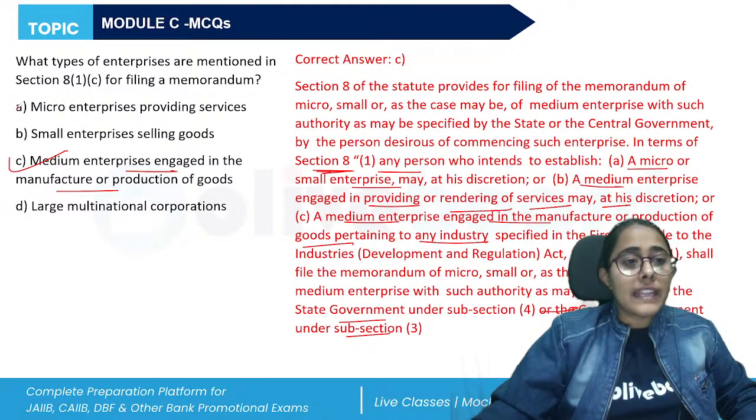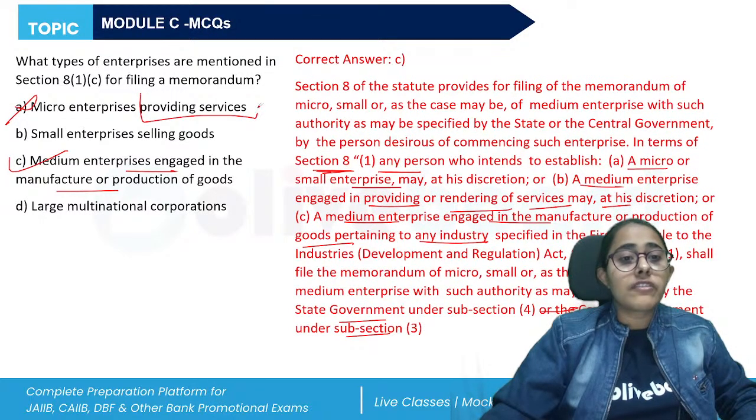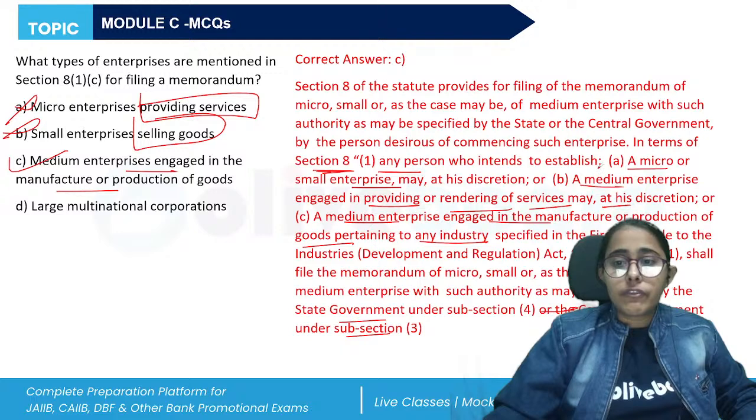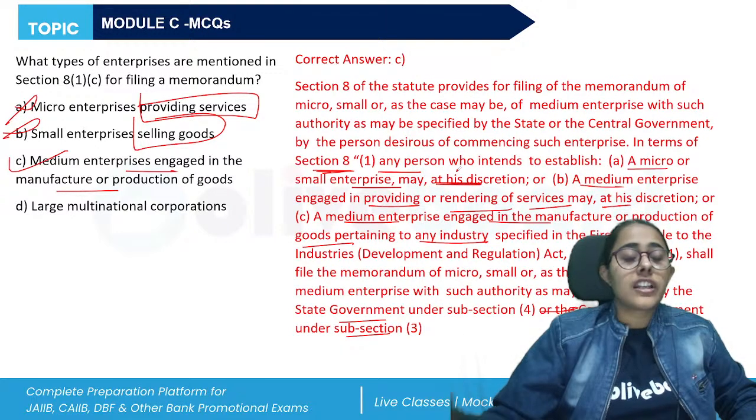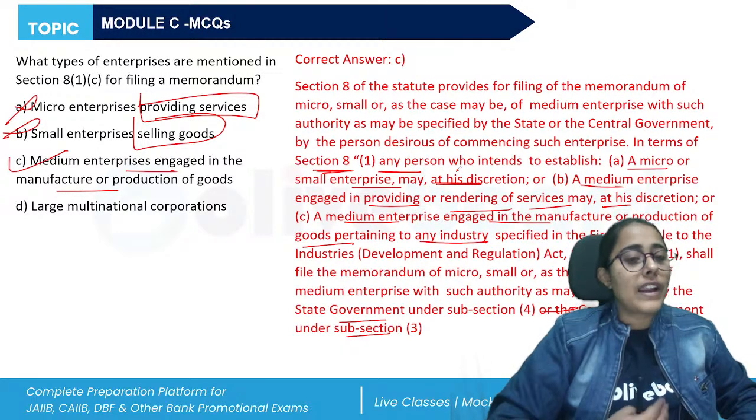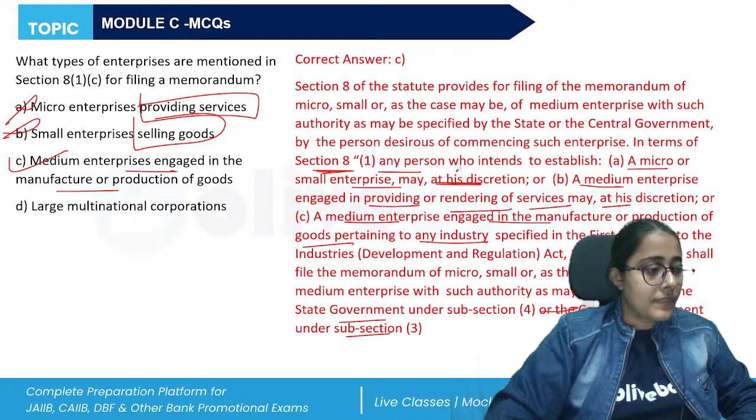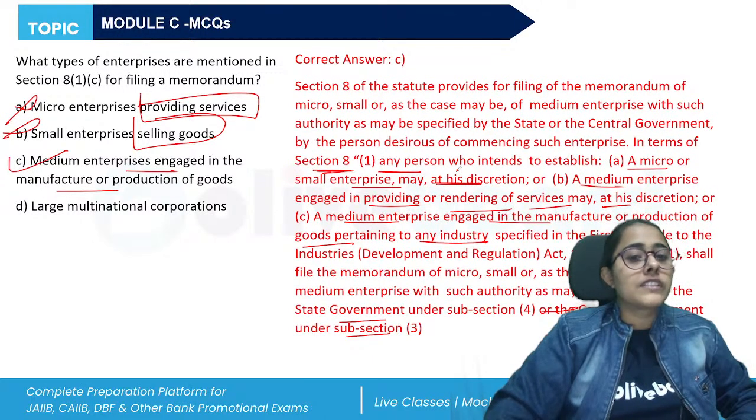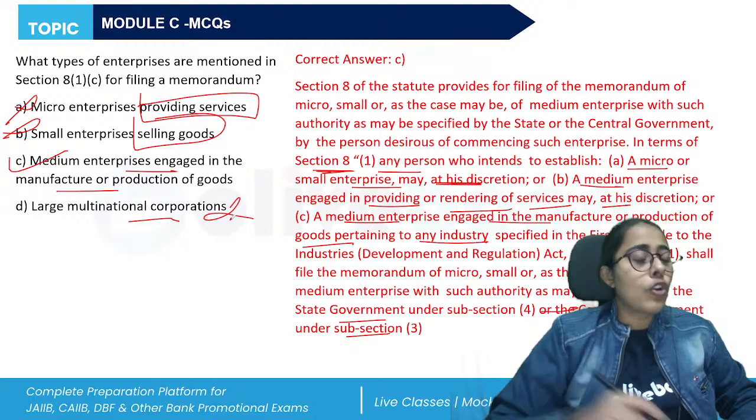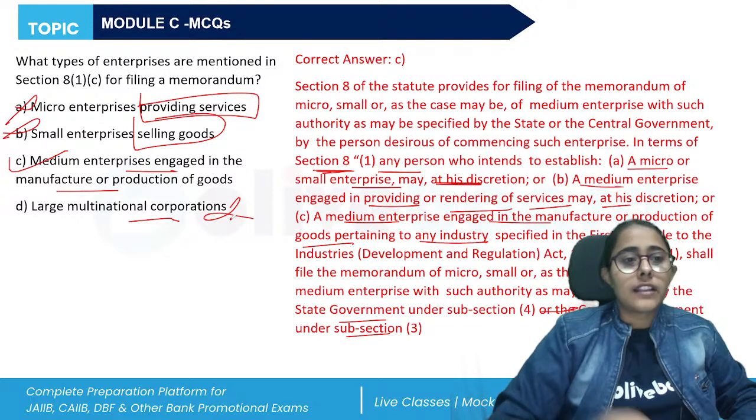Why option A is incorrect? Because here it is written micro enterprise providing services or small enterprise selling goods. The first one says at his discretion. It does not matter whether they are providing services or they're selling goods, right? They have the discretion to choose their own business. And obviously, large multinational corporations are not eligible here. So the correct answer is option C.